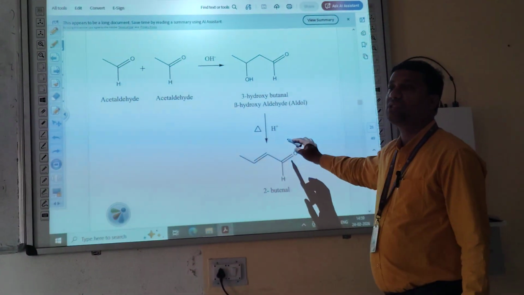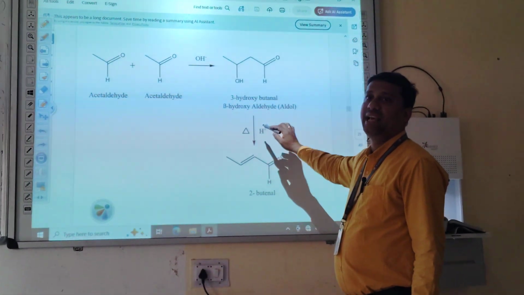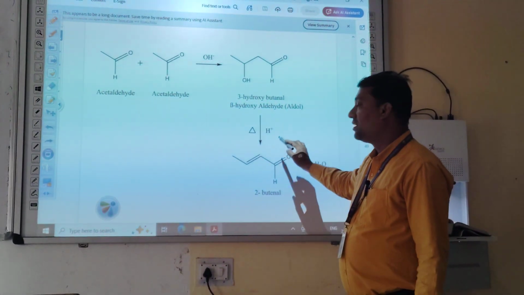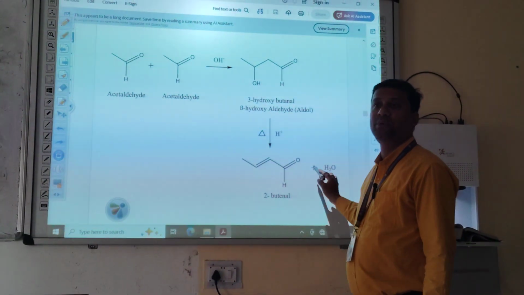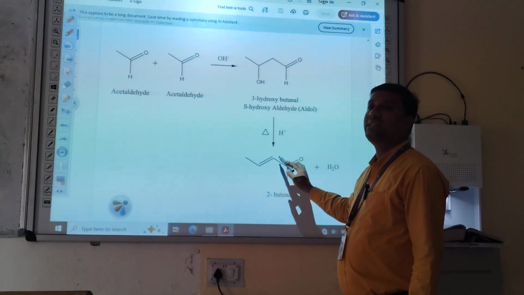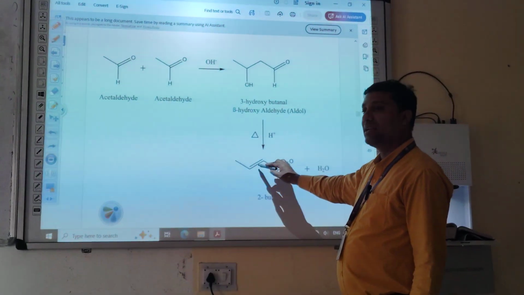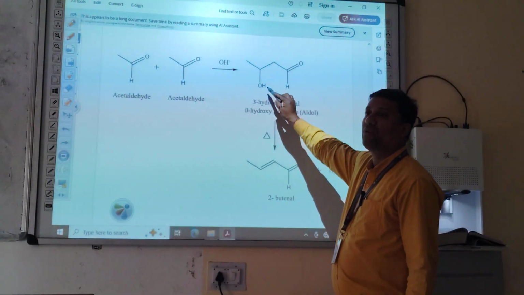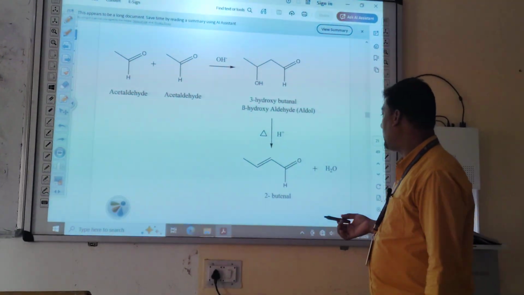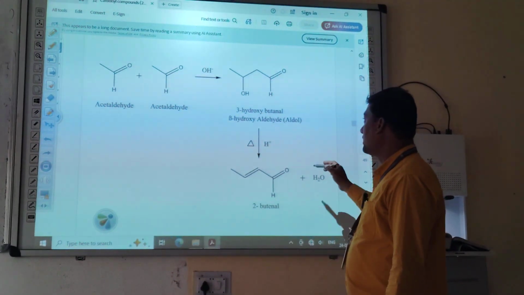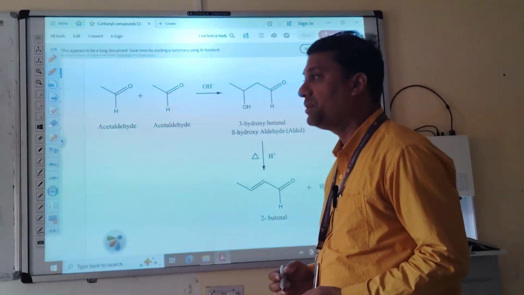Further elimination of water molecule from the beta hydroxy compound, the elimination of OH or water, results in the alpha beta unsaturated compound. This is the alpha beta unsaturated carbonyl compound. Why? Because between the alpha and beta carbon, the double bond is there. How is the double bond created? Because of elimination of OH and hydrogen as a water molecule, plus water. This is about your aldol condensation. It is a very important reaction from the examination point of view.